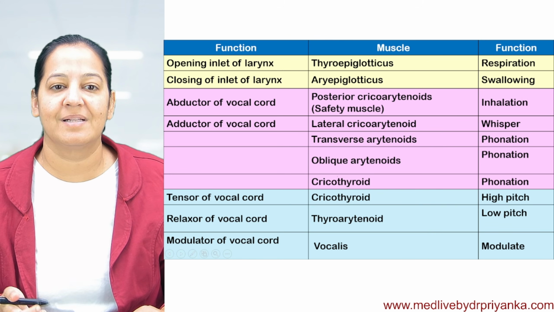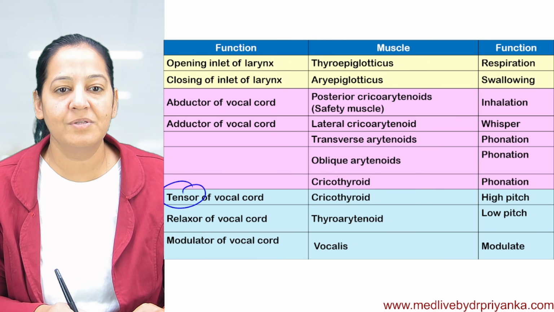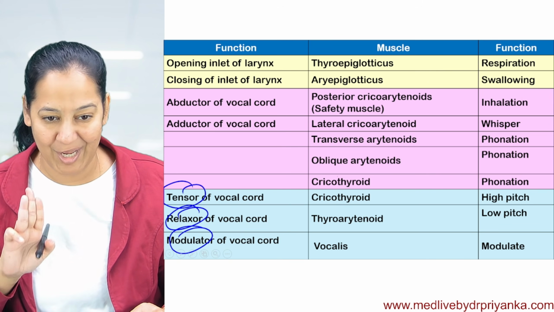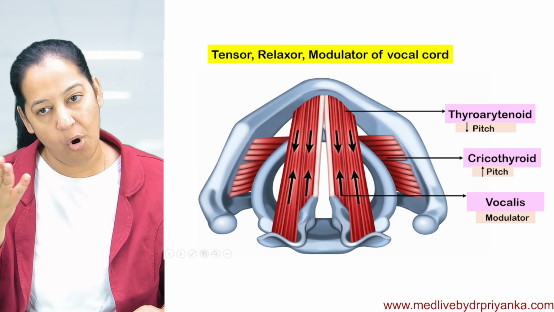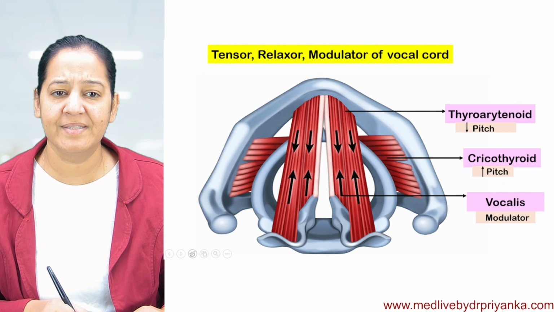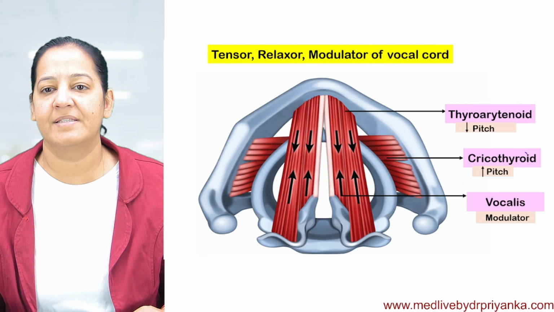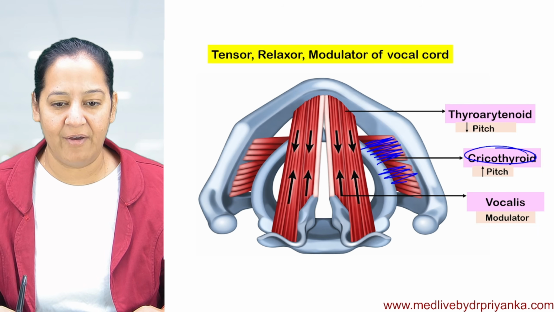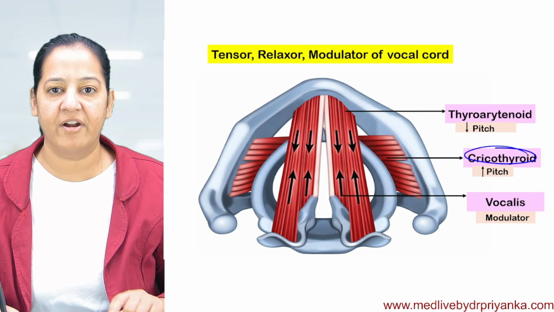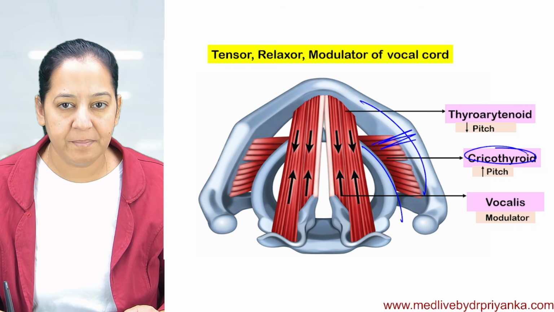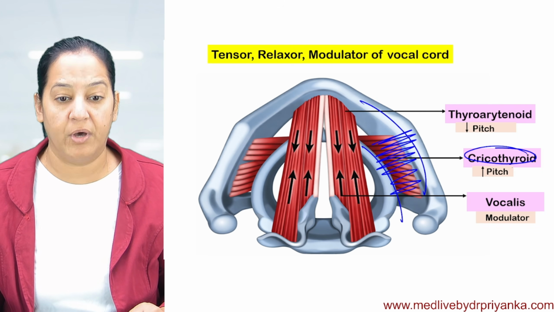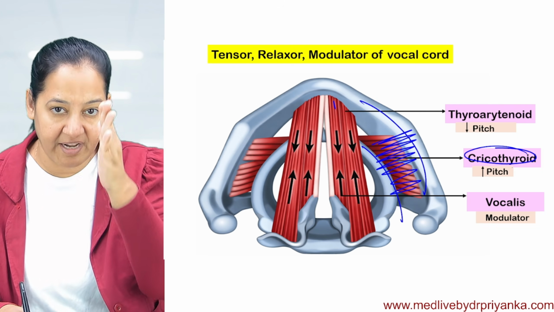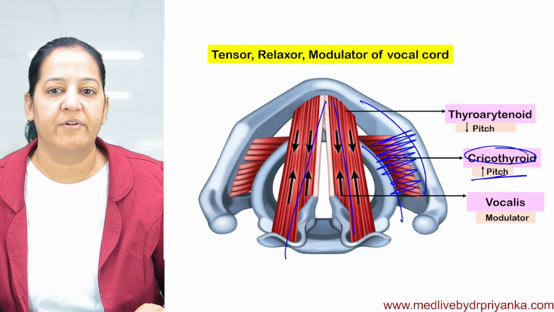So name such muscles. Who is the tensor, who is the relaxer, and who is the modulator? 3 questions, 3 answers. One by one, all 3 are shown here. Tensor is cricothyroid. Can you see this muscle which is connecting the thyroid with the cricoid? This is thyroid, this is cricoid. So the muscle connecting thyroid and cricoid is cricothyroid. You can imagine when it contracts, it will increase the length of the vocal cord, so it will increase the pitch.